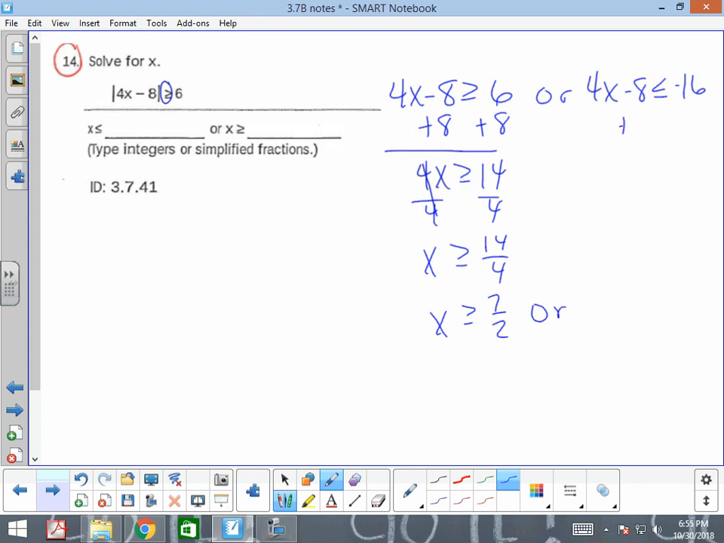Or over here, we're going to add 8. 4x is less than or equal to negative 8. Divide by 4.